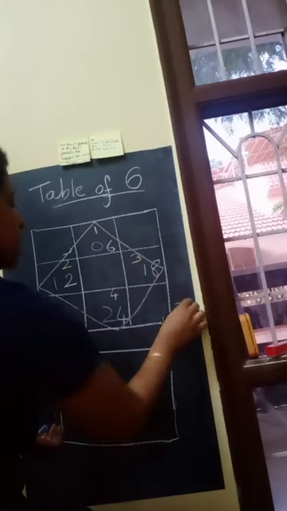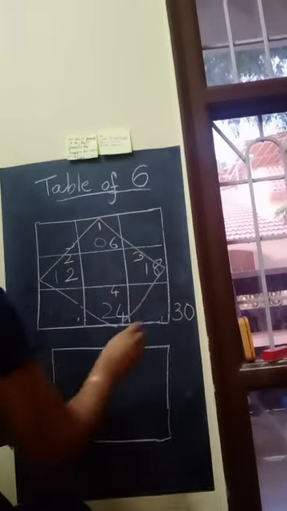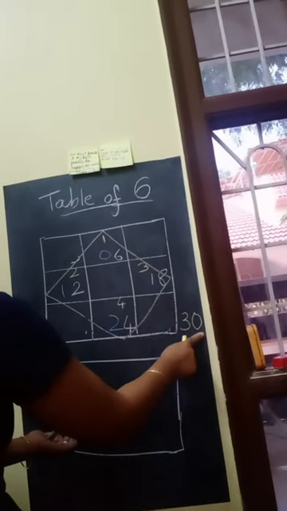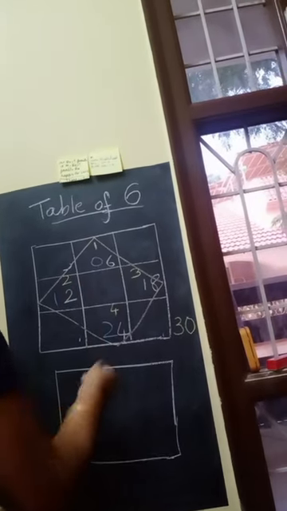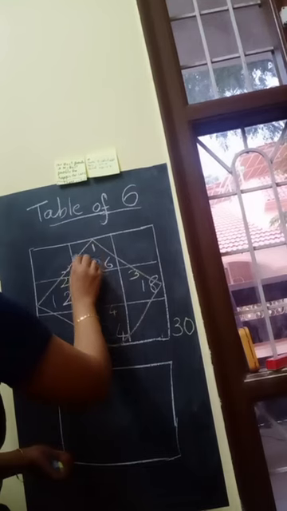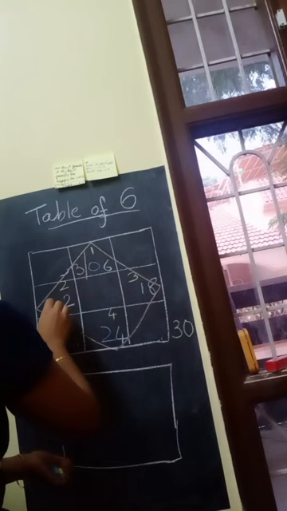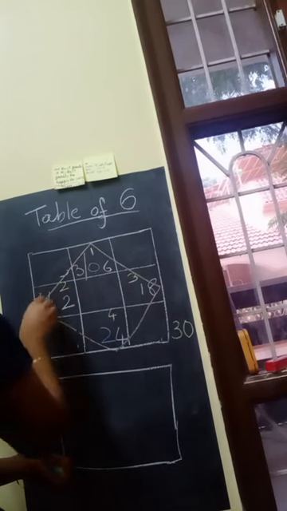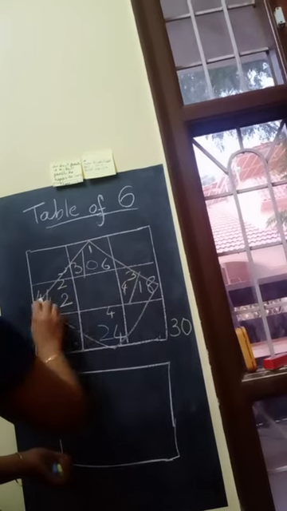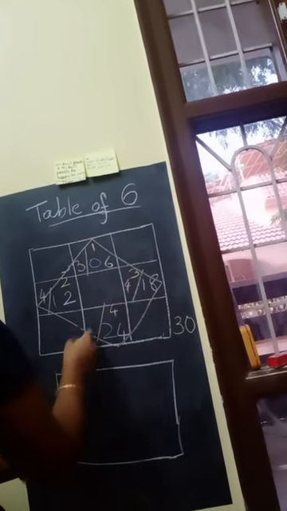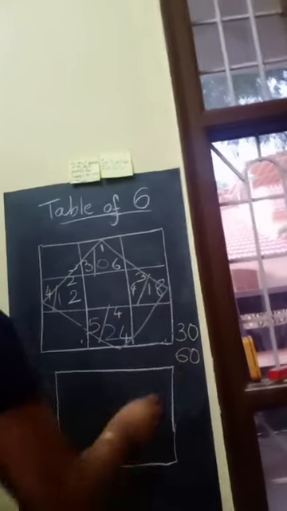6 5s are 30. Here we will write outside 30. Since we ended with 9, here 9, then 0, then 30. Now, we will write 6 6s are, here only we can write 36. Then 6 7s are 42. 6 8s are 48. So 3, 4, 4 has come. Now next number has to be 5. Then here we will write 6 and 0.